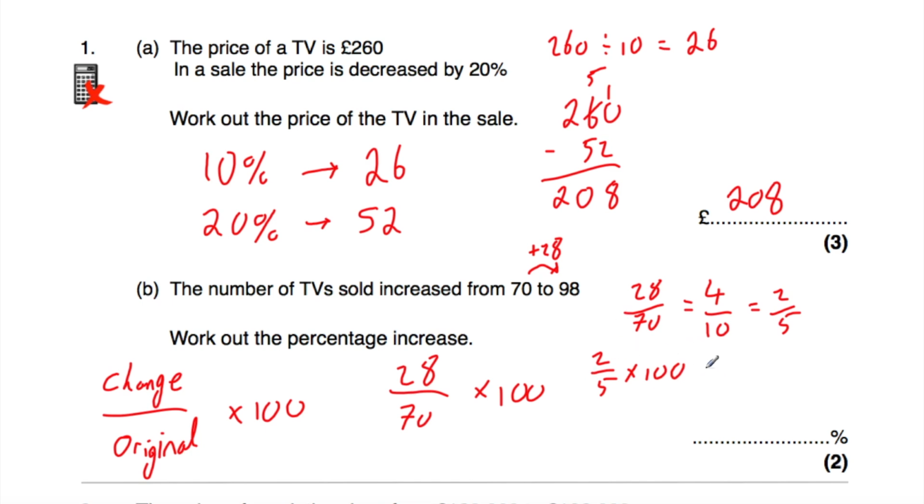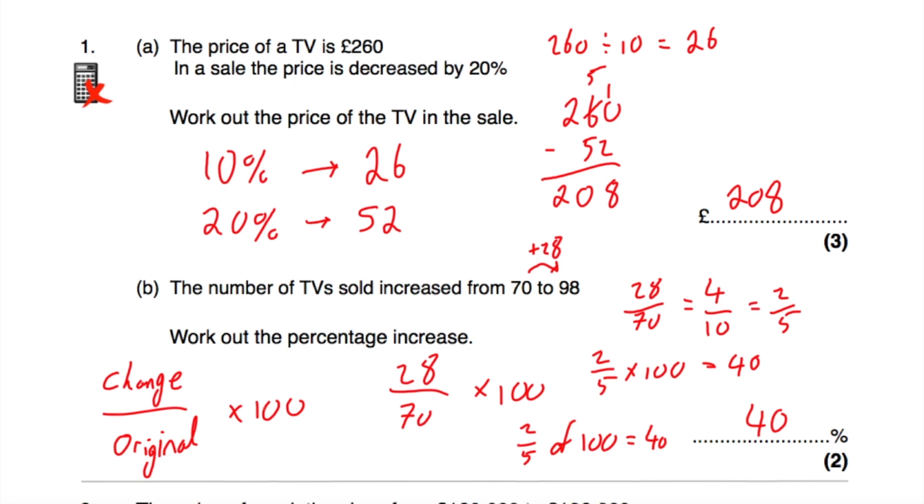To work out 2/5 times 100, we work out 2/5 of 100, because that's the same thing. To find 2/5 of a number, you divide by the bottom and times by the top. So 100 divided by 5 is equal to 20, and then times by 2 is equal to 40. So 2/5 times 100 is equal to 40. So the percentage increase would be 40%. You do change over original times 100, and when you work that out, that helps you find the percentage increase, which is 40%.